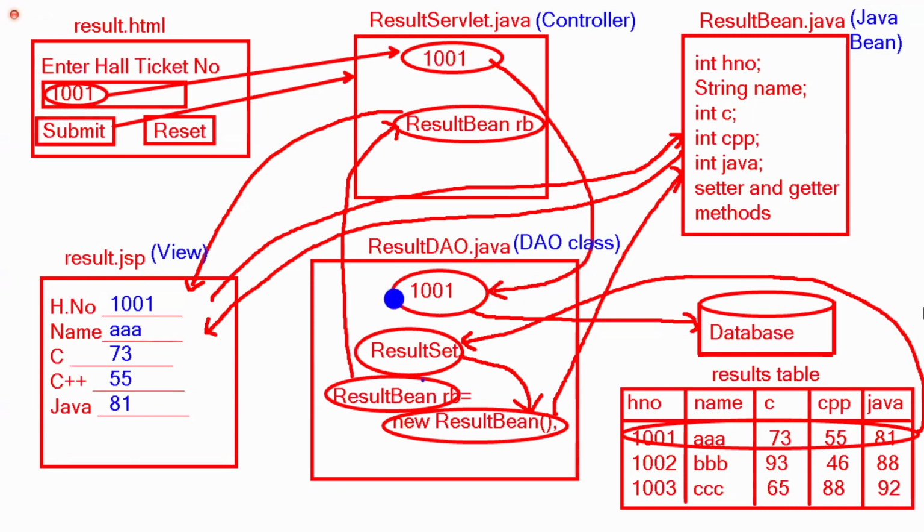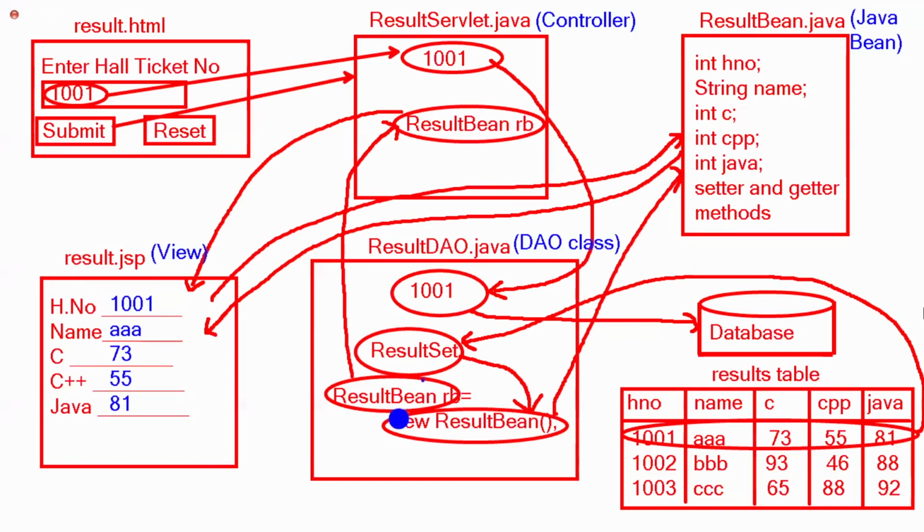This class will receive the hall ticket number. This hall ticket number is passed to the database to get the data. This data is loaded and returned as a result set. Through the result set, getter methods will pass to the bean. That means through setter methods we have to pass here. Here getString, getInt, getFloat we will write. But in the bean, setC, setCPP, setJava, set hall ticket number, setName. Setter methods we will write. Through setter methods data is placed in the bean class.